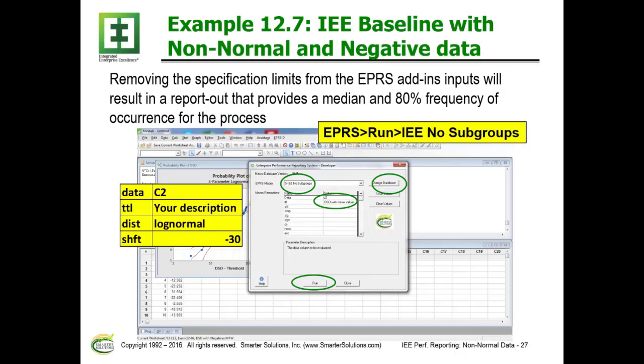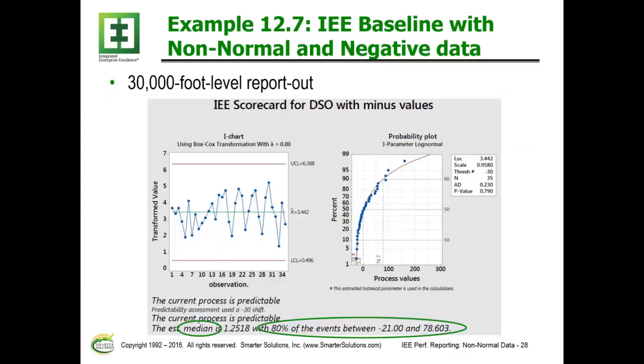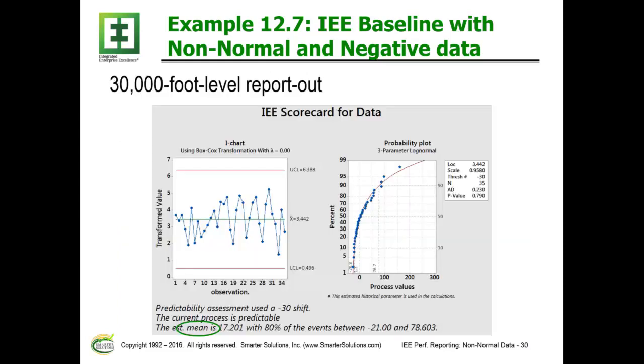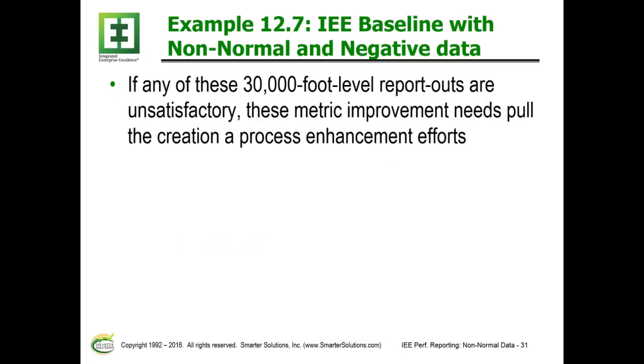So if we're removing the specifications as an add-in, we can then find that now we have 80% of the values between this value here. So you can present the data in different forms. The first one was dealing with estimated percentage nonconformance. Now you can report the mean instead of the median. So you put UMN and put the add option 0. You plot it here. Now you can see it's got the mean value instead of the median.